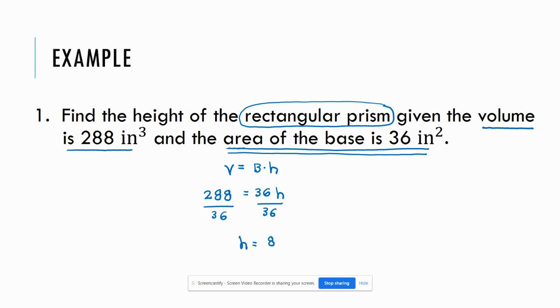Now, I do want us to also be aware of our units. Once again, when I gave you your volume, notice how the inches were cubed. When I gave you the area of the base, well, area, we're talking inches squared. What I'm asking for is just the height. Height is just a singular unit. So since our unit's inches, this height turns out to be 8 inches. And that's our answer.